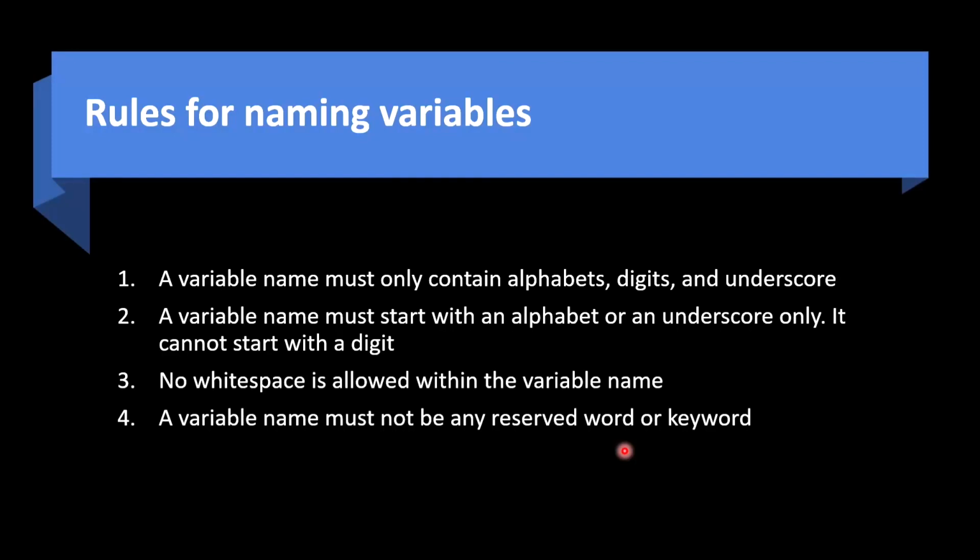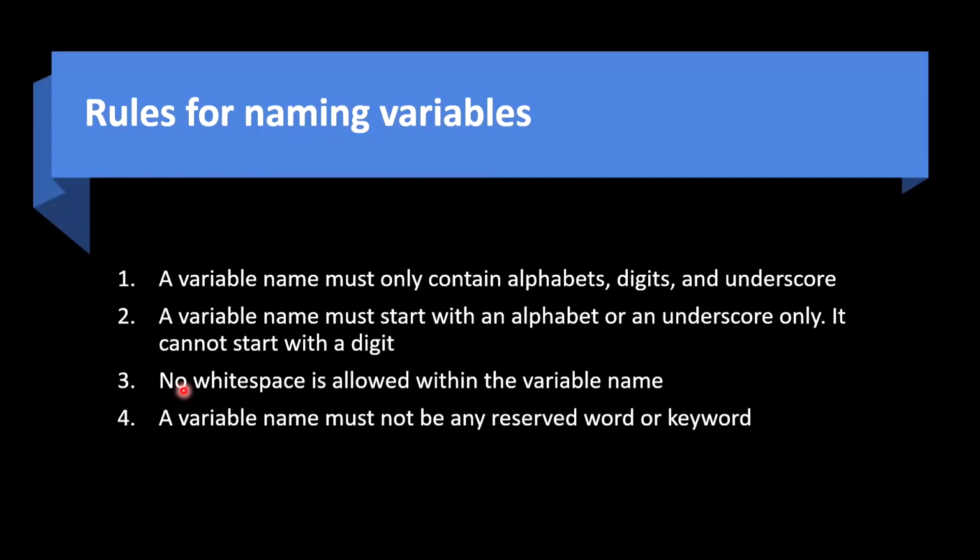We can name a variable using alphabets, digits and underscore. I will show you what an underscore is in the practical implementation. A variable name must start with an alphabet or underscore. It cannot start with a digit. I will show you this when we try to start our variable name with a digit, and show you what error it gives us.